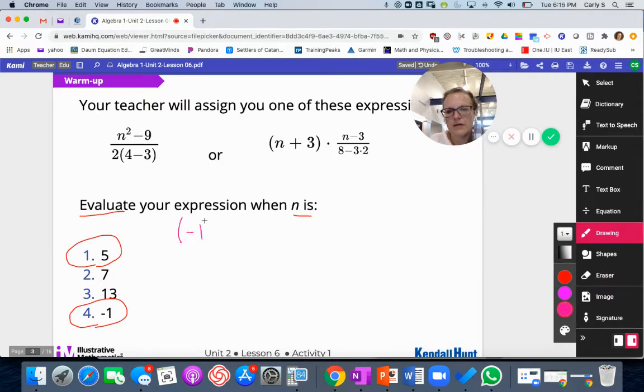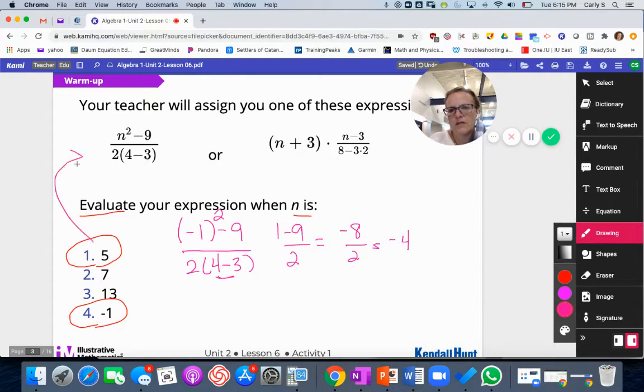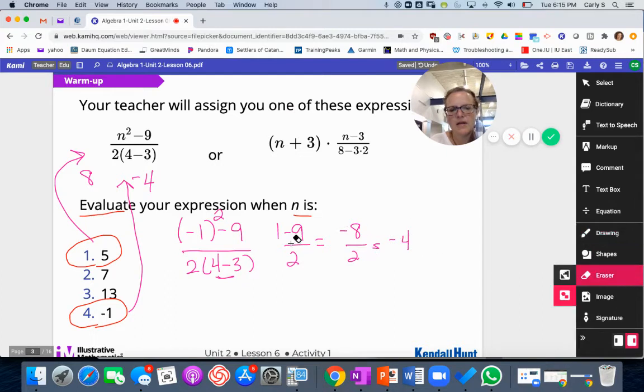So instead of n, we're going to do negative 1. So negative 1 squared is 1 minus 9 over, let's see, 4 minus 3 is 1 times 2 is 2. Negative 8 over 2 is negative 4. So when we did this one, I think I got 8. Negative 4. So let's do the same thing, the same input with the other two equations.